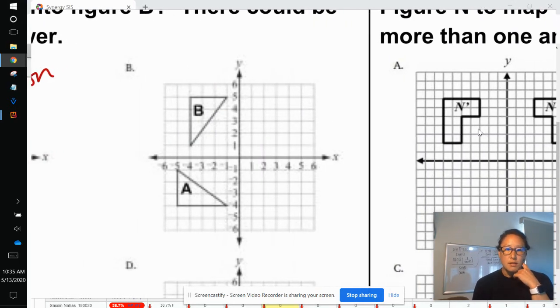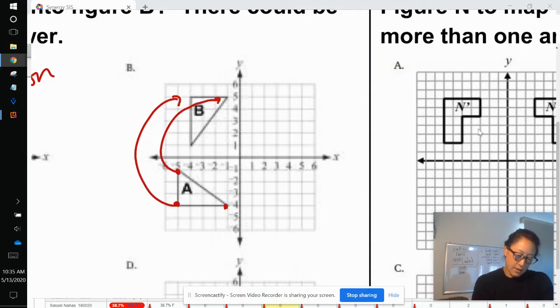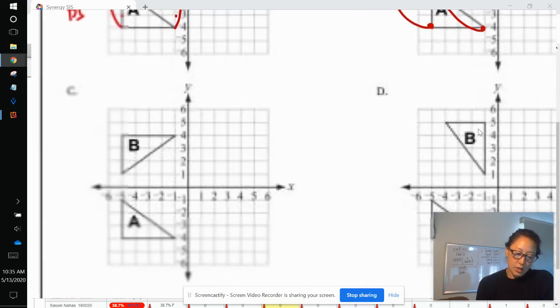Next, B. This one's facing a different direction, so it can't be a translation. If it's a reflection, the image should mirror itself, so it should look exactly the same, but facing a different direction across a line. I can see that this vertex right here turned to become that one. This vertex turned to become that one, and this vertex turned there. This is a rotation. We had to turn the image.